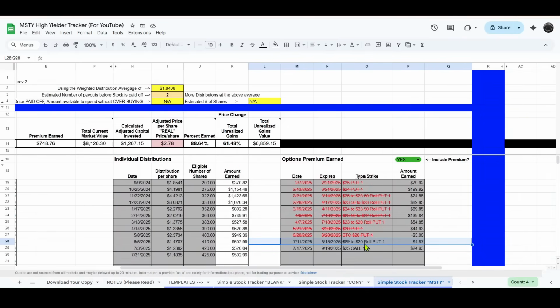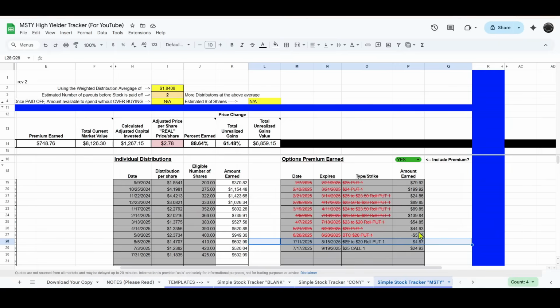So if I would have left it, I would have been assigned 100 shares because I had one contract. So I would have been assigned 100 shares at $20 per share. Now I could have done that, and then I would have owned those 100 additional shares at 20 bucks each, but that would have affected my overall goal right here. And this is my overall goal, and that is to get this paid off. Because if that would have gone through, this would have increased, which would then increase the number of possible payouts that I would have in order to get MSTY paid off.